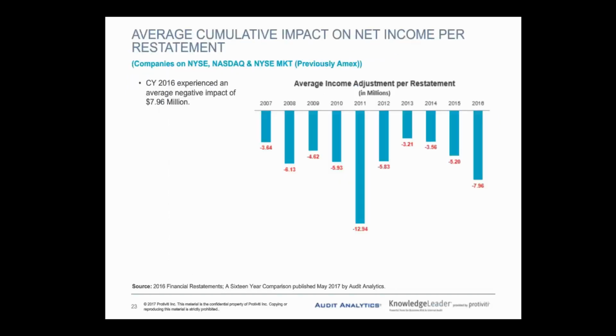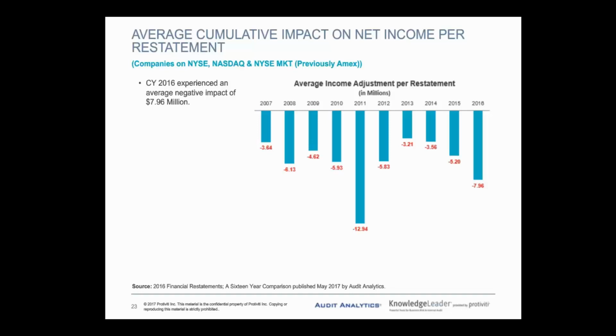So those were the exceptions, the large ones each year. In addition to that, we've gone in for the NYSE, NASDAQ, and the NYSE market, which was previously AMEX. You can gauge the severity of a restatement by seeing what the average impact on net income was for these companies traded on these three exchanges. So you can see in 2016, it's actually negative 7.9 million, which is the second highest in the last 10 years.